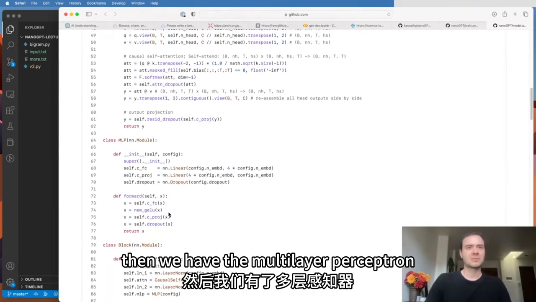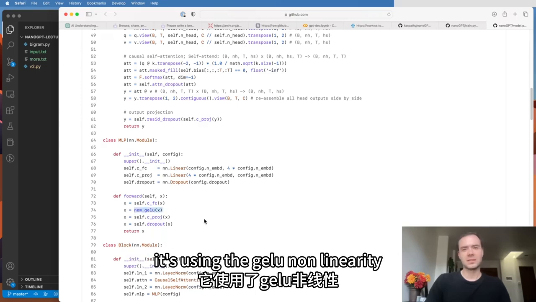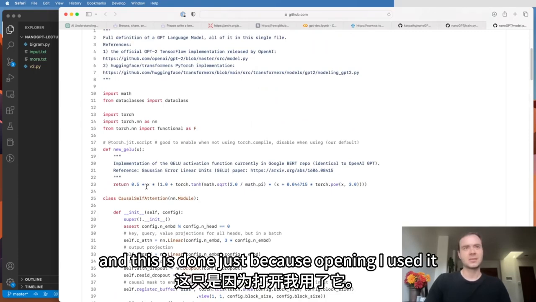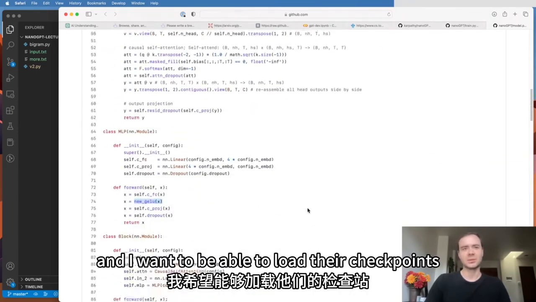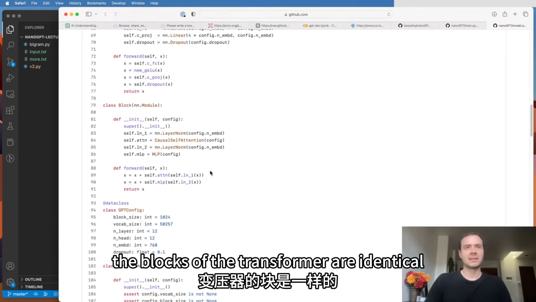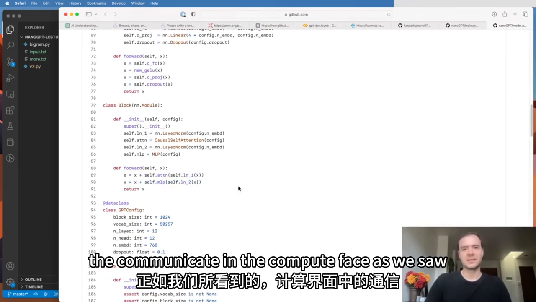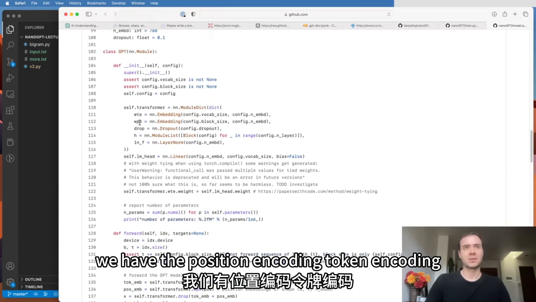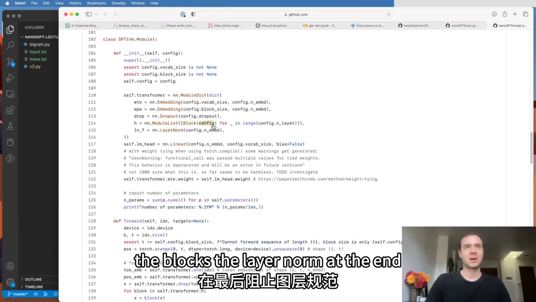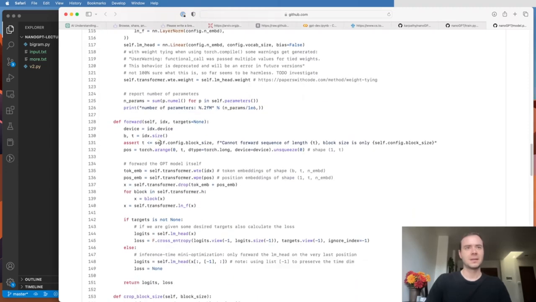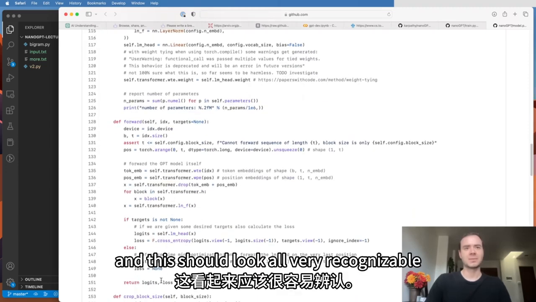Then we have the multilayer perceptron. It's using the GELU nonlinearity, which is defined here instead of ReLU. And this is done just because OpenAI used it, and I want to be able to load their checkpoints. The blocks of the transformer are identical, the communicate and the compute phase, as we saw. And then the GPT will be identical. We have the position encodings, token encodings, the blocks, the layer norm at the end, the final linear layer. And this should look all very recognizable.